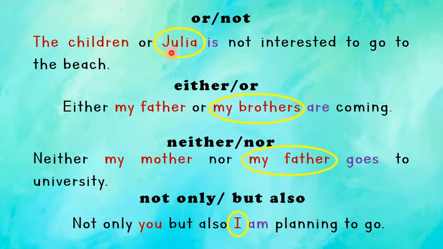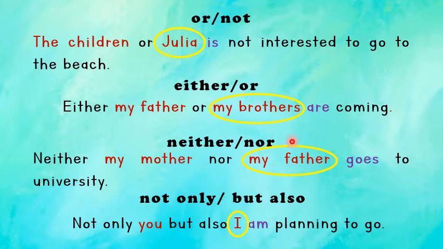Okay, but kalau kedudukan dia terbalik, contohnya ayat dia mula dengan Julia. Julia or the children, dia akan jadi are. Okay, for either...or, the same concept. Either my father, this one singular, or my brothers, this one plural, are coming. So we use plural verb. Neither...nor. Neither my mother nor my father goes to the university. Okay, this one singular, so we use singular. This one is also singular, so this one no problem.